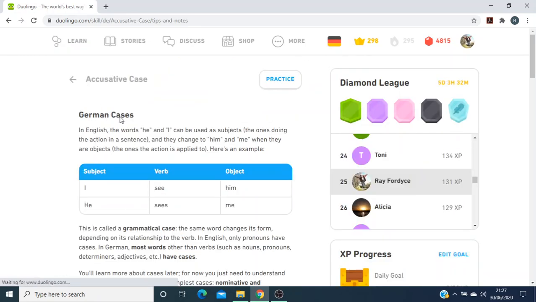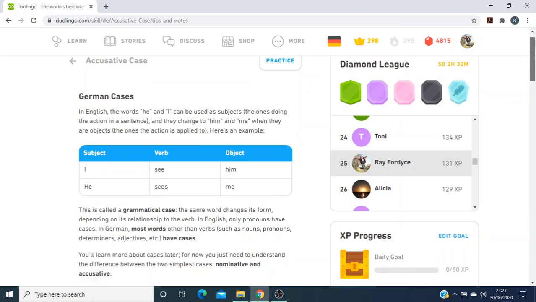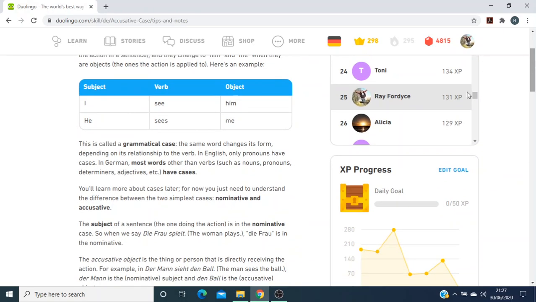Here we are. So, German cases. In English, the words he and I can be used as subjects, the ones doing the action in a sentence, and they change to him and me when they are objects, the ones that the action is applied to. So here's an example: I see him, subject, verb, object. It's how most basic sentences in English go, and then he sees me, etc. So this is called a grammatical case. The same word changes its form depending on its relationship to the verb.